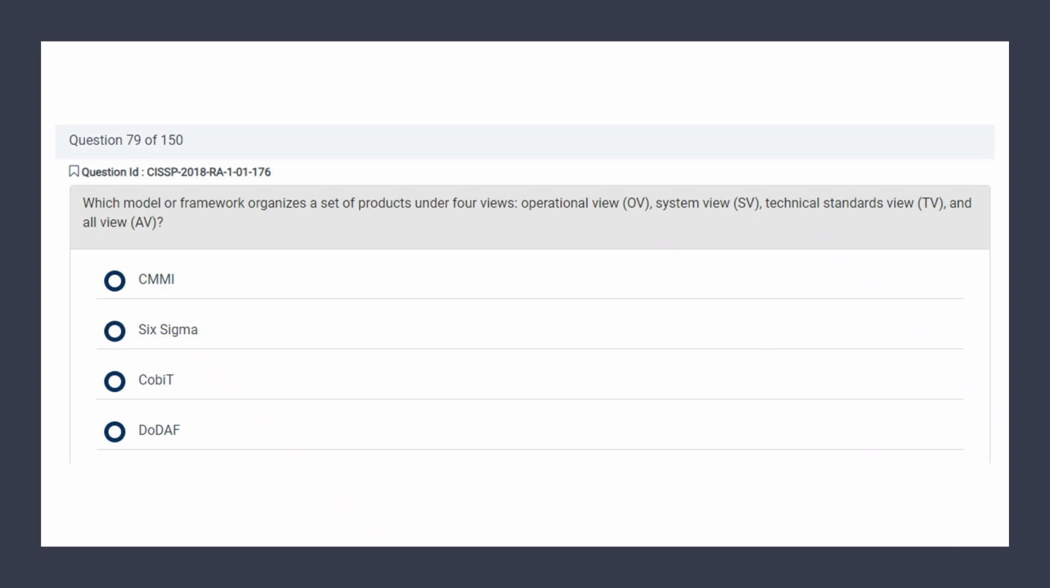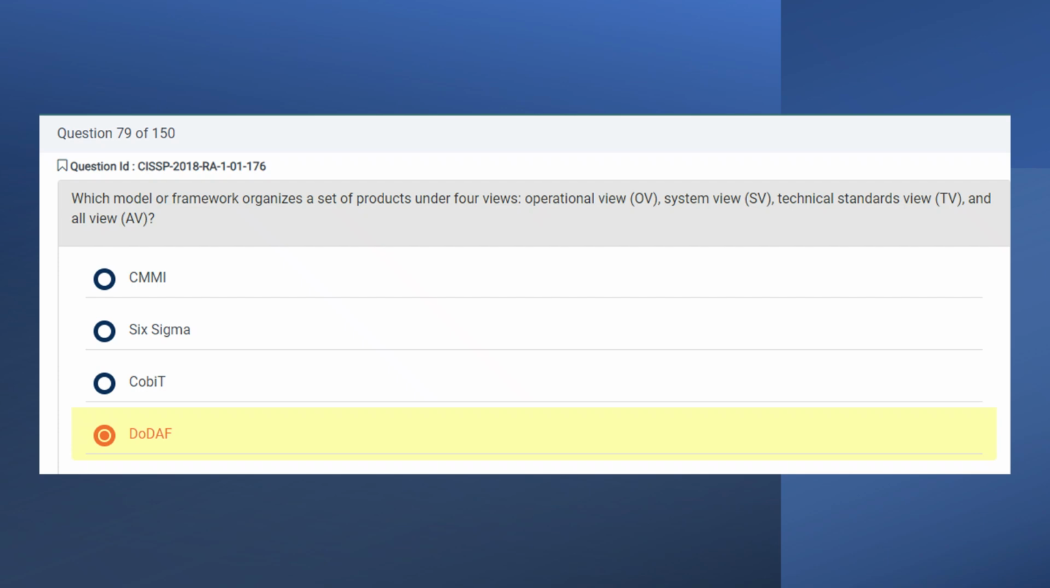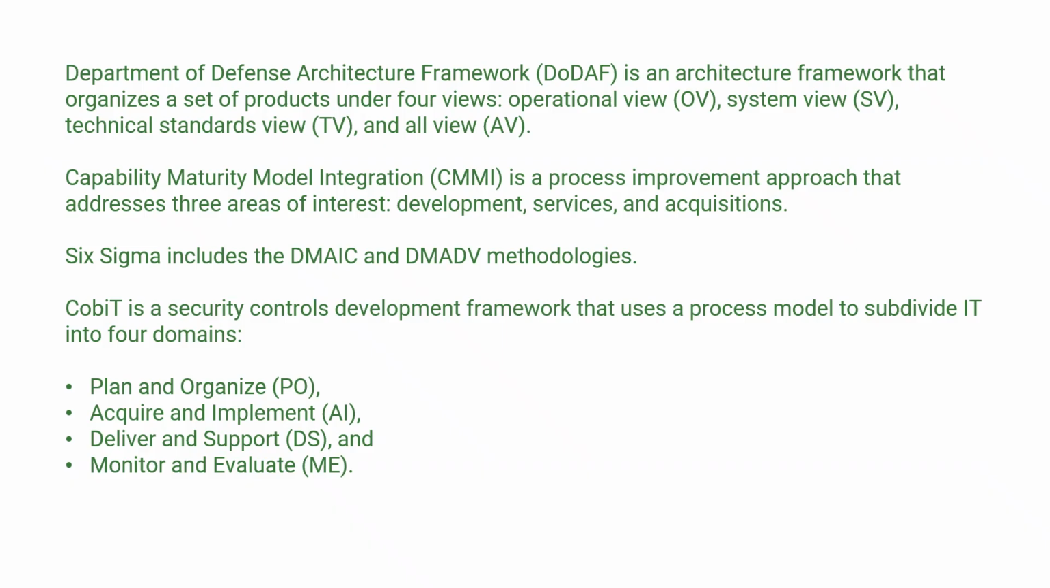Question 79. Which model or framework organizes a set of products under four views: operational view, system view, technical standards view, and all view? A, CMMI, B, Six Sigma, C, COBIT, or D, DODAF? The correct answer is D, DoD, the Department of Defense AF. The Department of Defense Architecture Framework, DODAF, is an architecture framework that organizes a set of products under four views: operational view, system view, technical standards view, and all view.